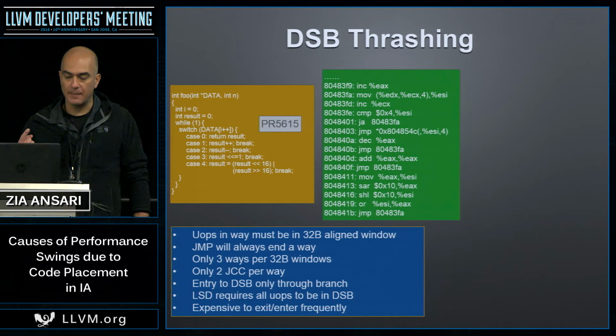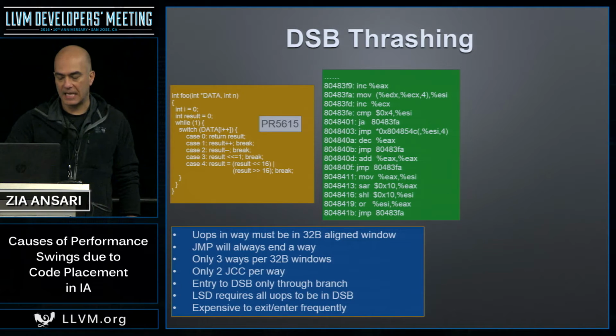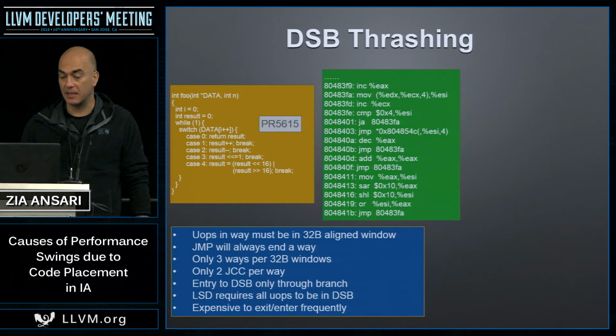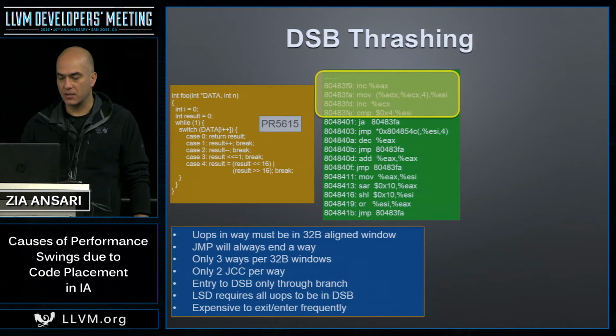So remember, the UOPs in a way must be in a 32-byte window. Jumps will always end a way, and you're only allowed 3 ways per 32-byte window. So we're going to walk through this disassembly and see how it fits in the DSB. From the top, we start at 83F0. So the first 32-byte window is going to be 83E0 to 83F0. All of those instructions are going to go in one way, and then we're going to stop because we're going to hit 401, and 401 is in another 32-byte window. So the next instructions are going to have to go in a different way.